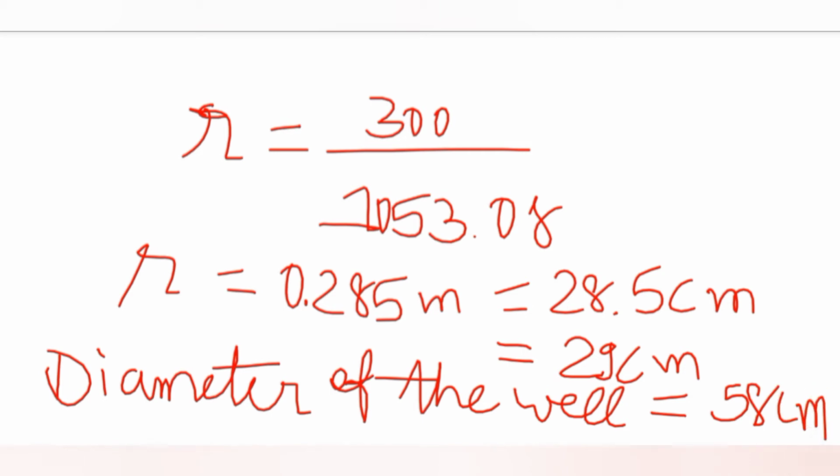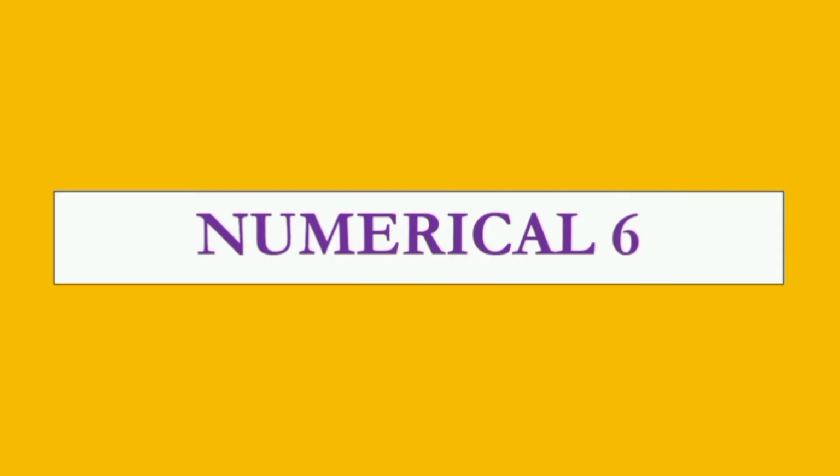See, the question was to design a tube well. So whenever it is asked to design a tube well, then we need to find out the diameter of the well. Let's see the next numerical, numerical 6.